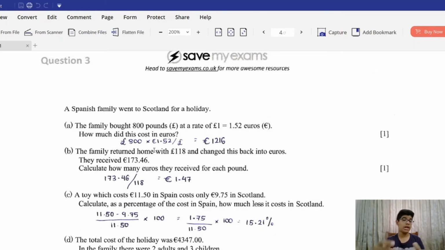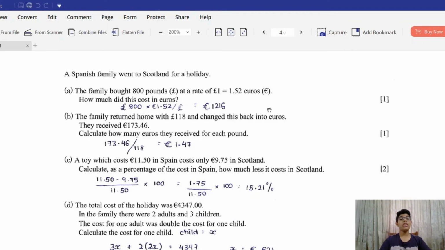You can notice that I couldn't have done the cross multiplication thing because of the limited space of the worksheet. Part B. The family returned home with £118 and changed this back to euros. They received 173.46 euros. Calculate how many euros they received for each pound. Now notice this. Euros they received for each pound. Euros before pounds. So basically the question tells you what to divide by what. Euros is phrased before pounds, so you're going to take the value of euros over the number of pounds. As you can see, 173.46 over 118. It is 1.47 euros. This is the amount of euros they receive for each pound.